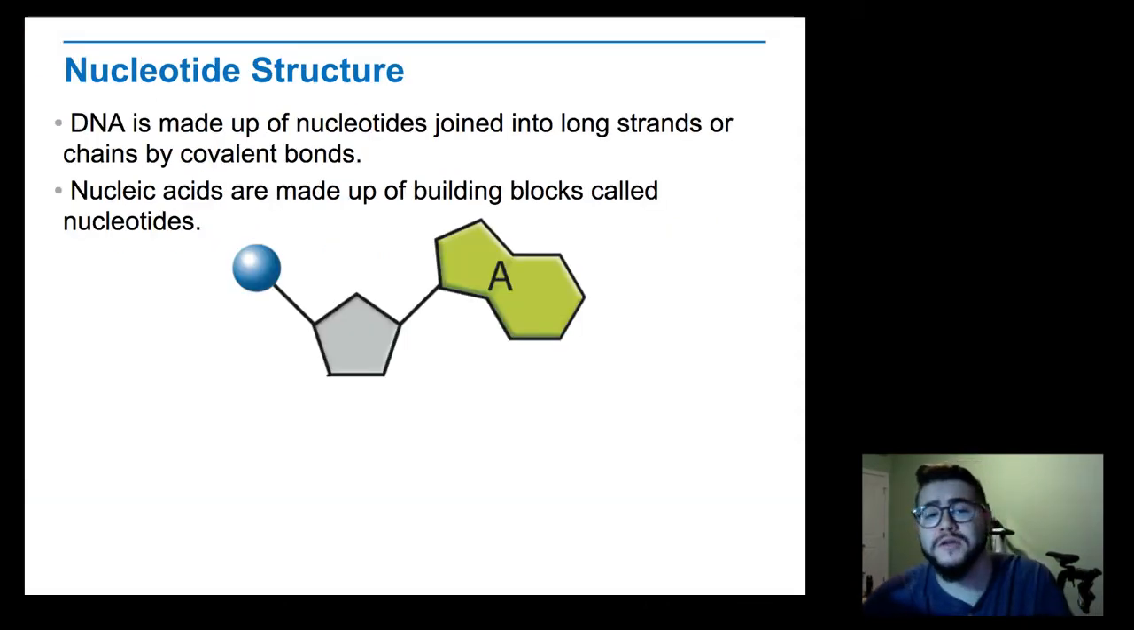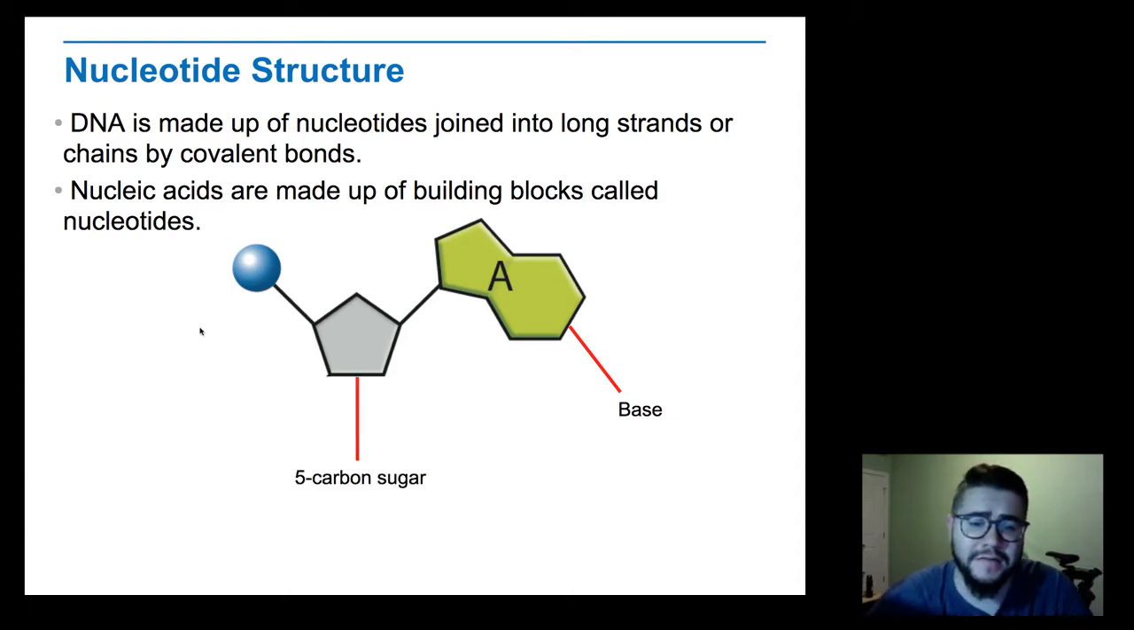This should look familiar to you. We've already discussed it a little bit, but this is called a nucleotide. DNA is made up of nucleotides joined together in long chains of covalent bonds and then strung across from each other. If we're looking at the nucleotide, it's got a nitrogen base, a 5-carbon sugar called ribose, and then the phosphate group. Again, this should be familiar to you.